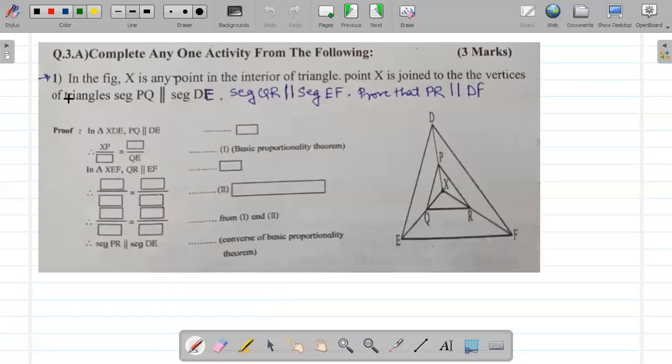That completes question 2b. And now we look at question 3a.